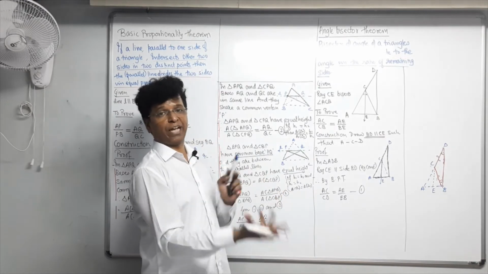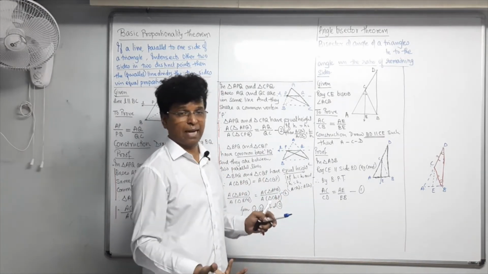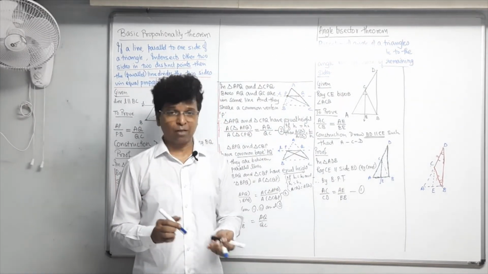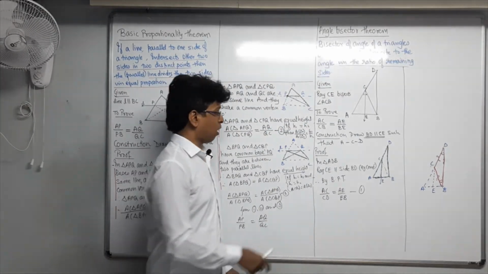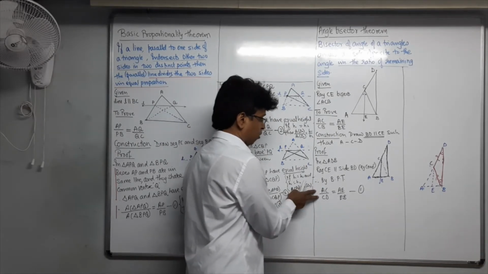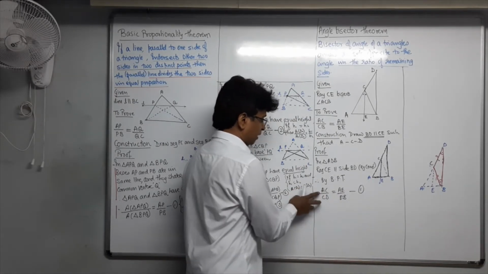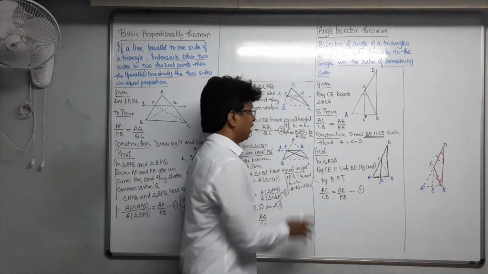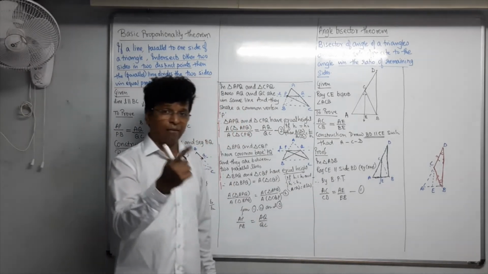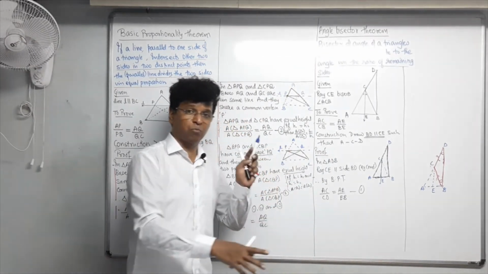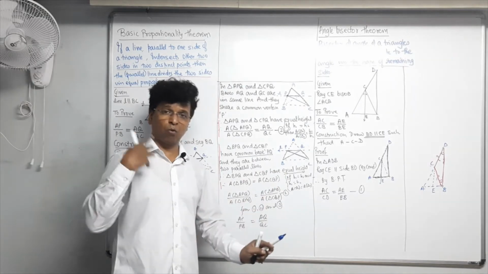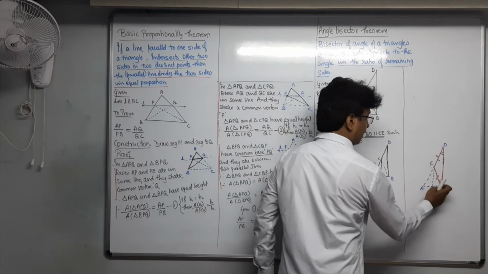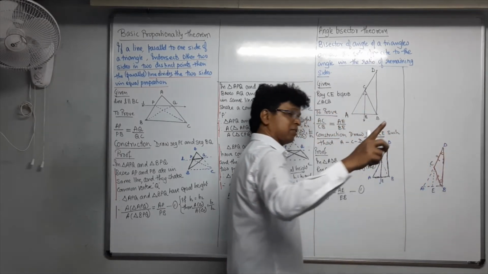Now my question has changed. Now my question has suddenly become that I have to prove that this triangle is an isosceles triangle. Try to understand what is happening, my dear students. I got this equation by BPT: AC upon CD is equal to AE upon EB. Here everything is matching. AC is matching, AE upon EB is matching. Except that CB is not matching with CD. I have to show CB is equal to CD. Now my question is changing. To prove CB is equal to CD, I will have to prove this triangle is basically an isosceles triangle.